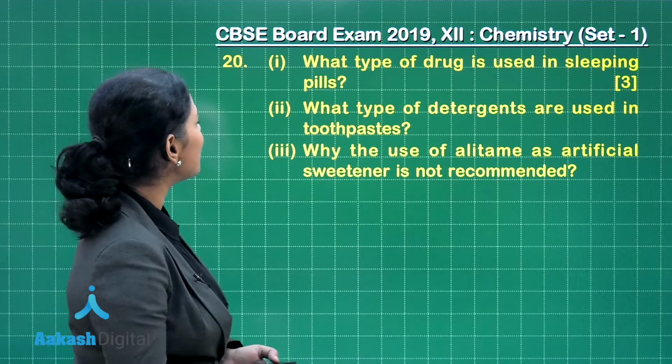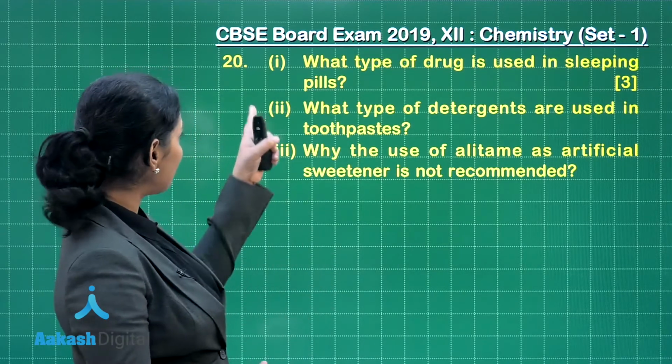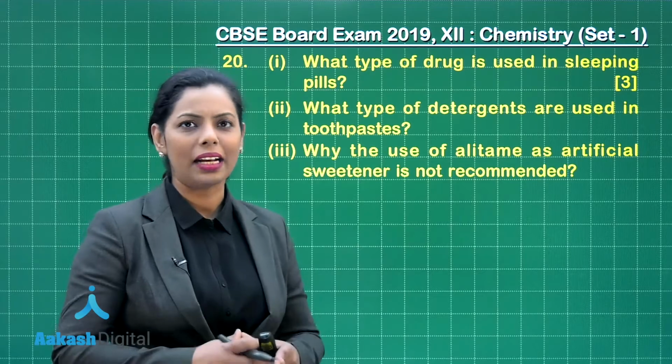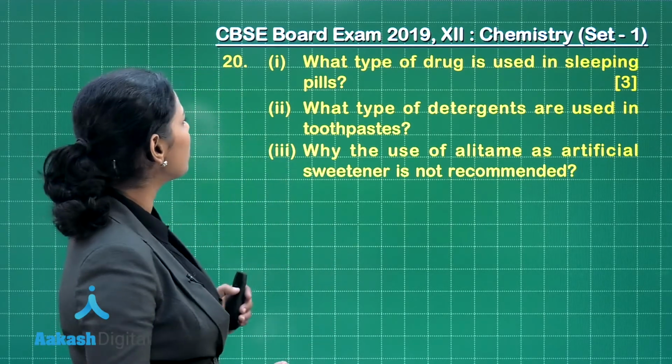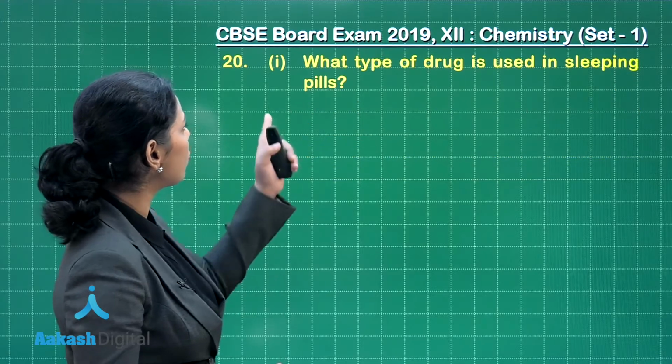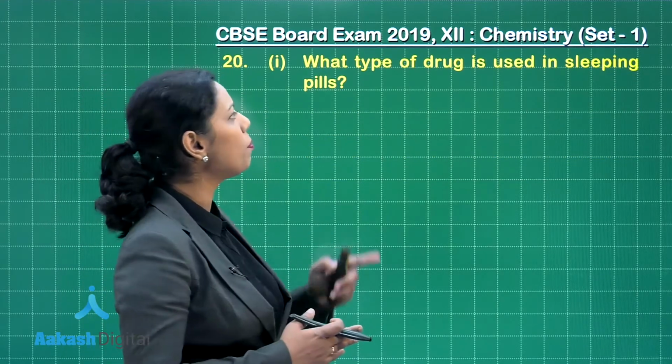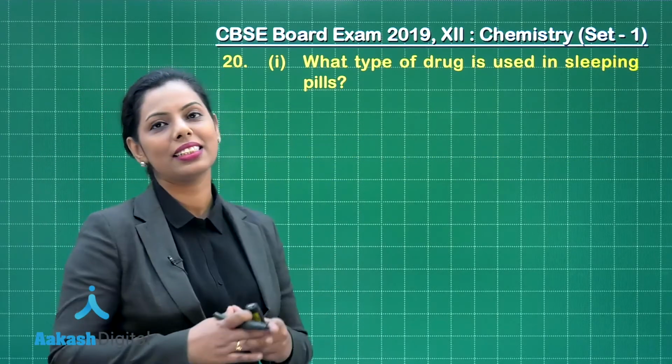Now here is your next question, that's question number 20, and it also has 3 parts. Along with that, it also has internal choice. So let us solve this question one by one. We'll have first part, what type of drug is used in sleeping pills?